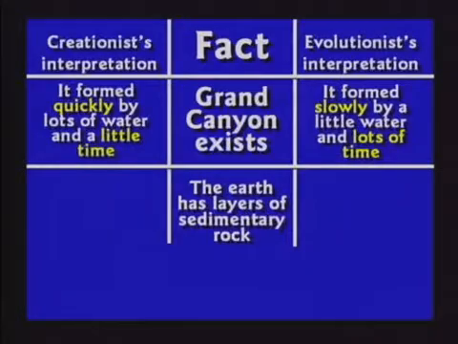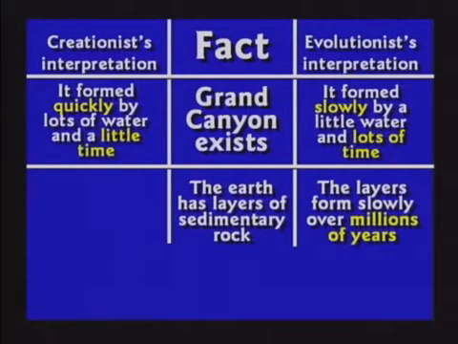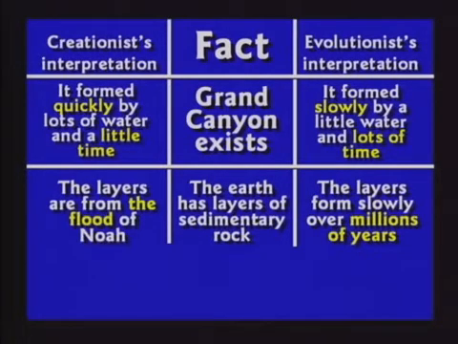Now, it's a fact the earth has many layers of rock. No question. That's a fact, folks. How'd they get there? Well, there are two interpretations. The evolutionist will say the layers form slowly over millions of years, and each one is a different age. The Bible-believing Christian says, oh no, these layers are all from the flood in the days of Noah. You can get a jar of dirt and shake it up, set it down. It'll settle into layers for you in a few minutes.